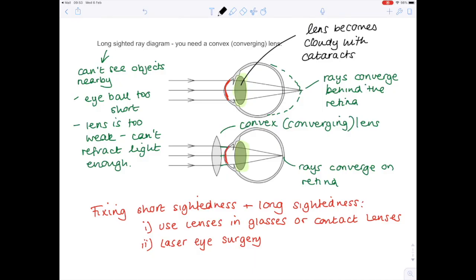And obviously if it's cloudy, you're really going to pick up a very poor image. And the reason it becomes cloudy is due to protein. And the way in which you fix cataracts is by replacing the lens with a plastic lens.